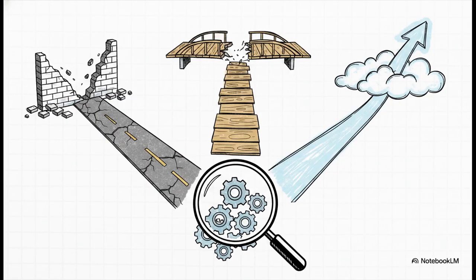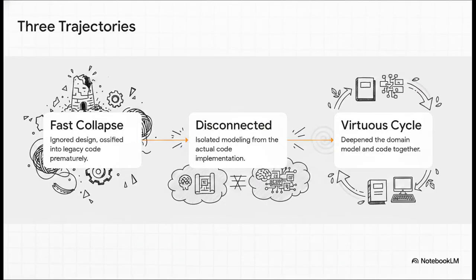To really illustrate this, Evans starts the book with this brilliant tale of 3 projects. It's essentially a real-world teardown showing how completely different approaches to design ultimately seal a system's fate. We're looking at a quick map of 3 distinct trajectories here. Honestly, we've all likely seen these, or if we're being honest, maybe even built them ourselves. There's the fast collapse, the disconnected failure, and then our ultimate goal, the virtuous cycle. So let's break down exactly what happens in each of these scenarios.